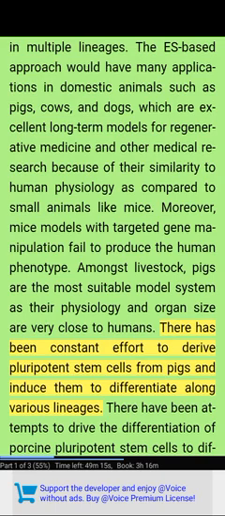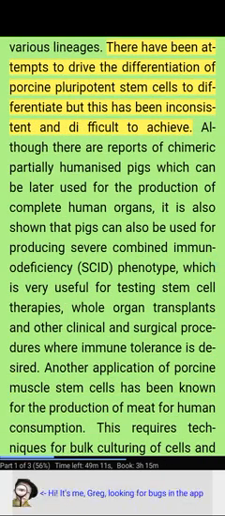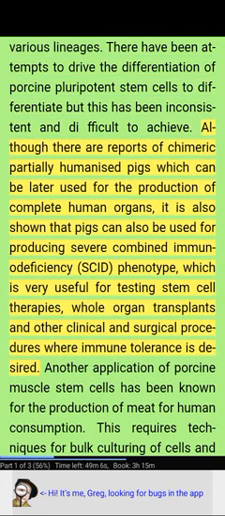There has been constant effort to derive pluripotent stem cells from pigs and induce them to differentiate along various lineages. There have been attempts to drive the differentiation of porcine pluripotent stem cells, but this has been inconsistent and difficult to achieve. Although there are reports of chimeric, partially humanized pigs which can later be used for the production of complete human organs, it has also been shown that pigs can be used for producing the severe combined immunodeficiency (SCID) phenotype, which is very useful for testing stem cell therapies, whole organ transplants, and other clinical and surgical procedures where immune tolerance is desired.